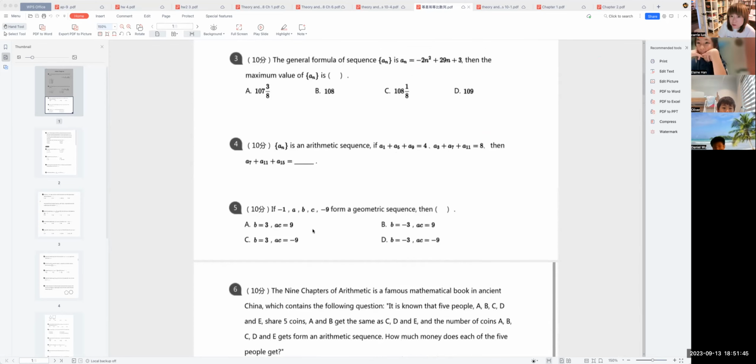The general formula of a sequence an is an equals negative 2n squared plus 29n plus 3. Then the maximum value of an is... Okay, this question is a little bit hard. We don't do this question because we need to go through the grade 11 material first. So we skip this question for now. Oliver, you'll learn this soon in my other class. We can go with this one quickly, but this one we don't do. Let's do number 2. Okay everybody, let's do number 4.